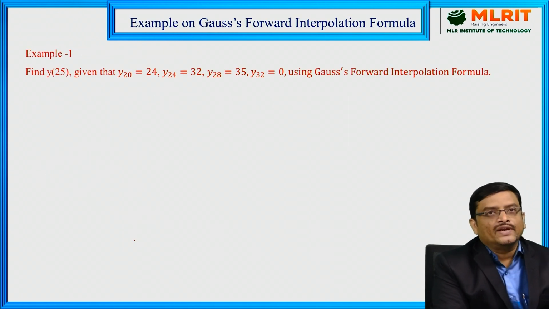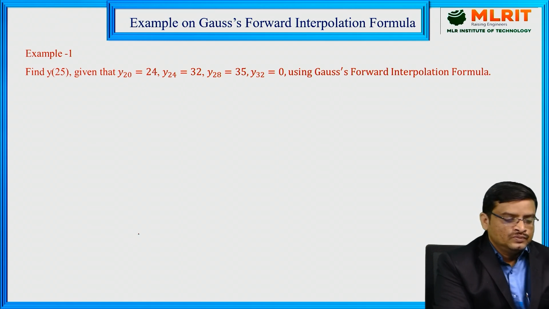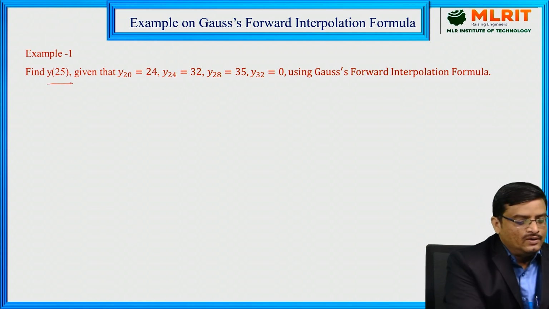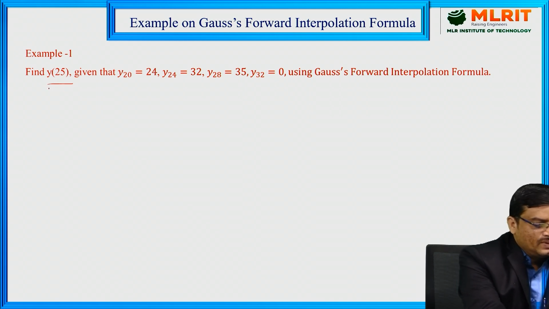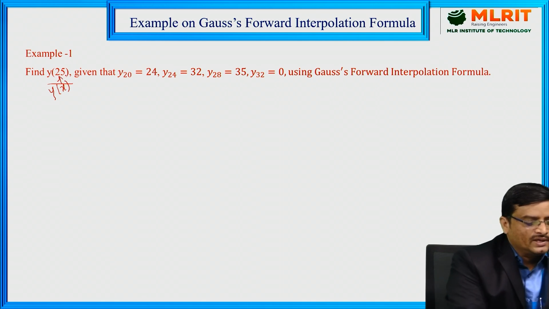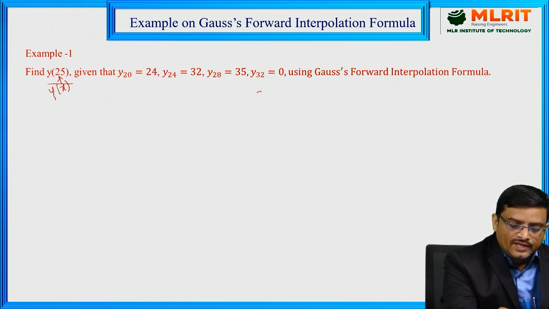Now let us take one example on the Gauss forward interpolation. How to construct this, how to derive the formula, what are the terms involved in that formula of Gauss forward interpolation. So this is the value we have to find out, y of 25. This is in the form of y of x. From this you compare that x value here. So our x value is 25. The x value in the problem is given as 25.